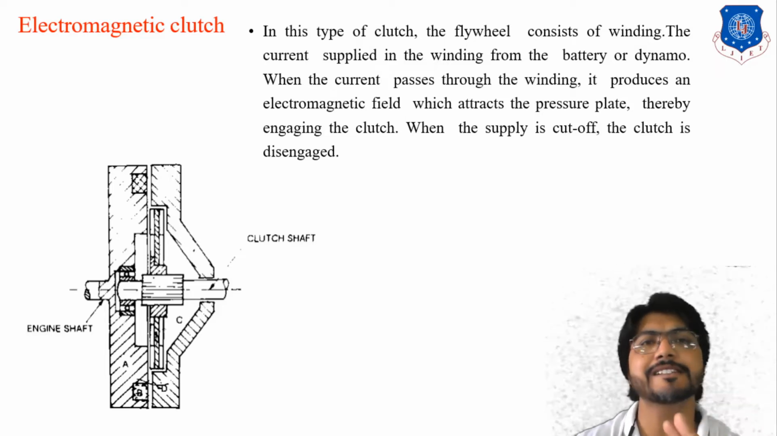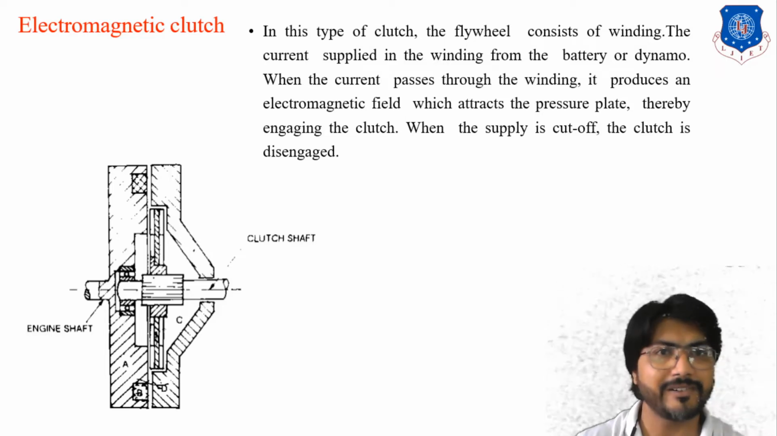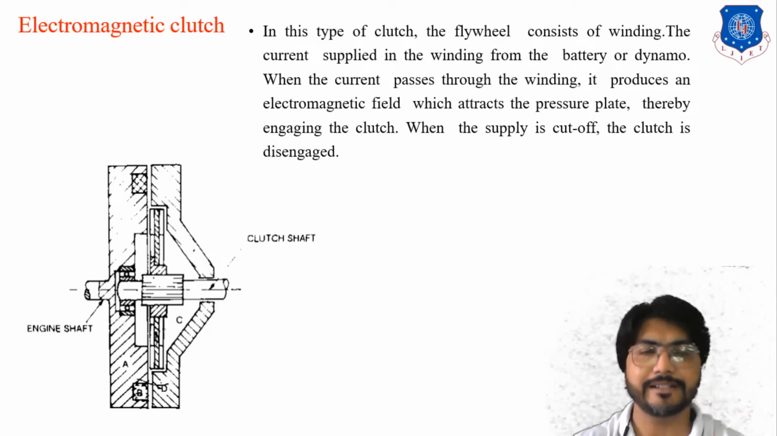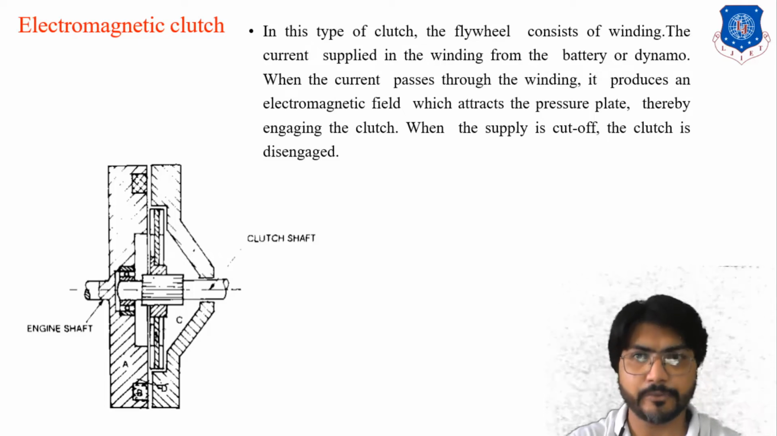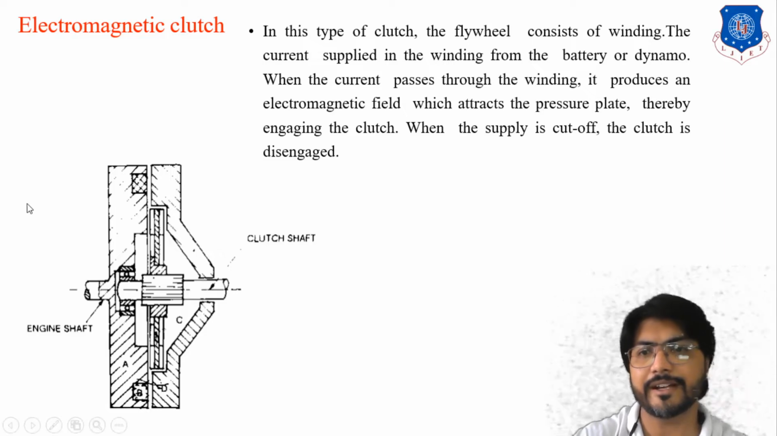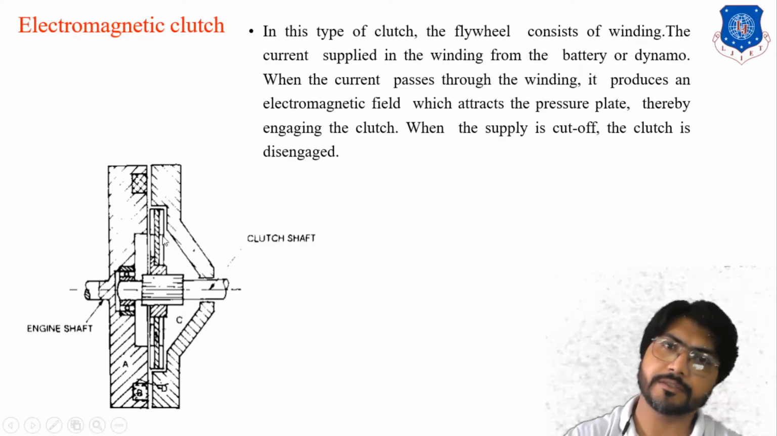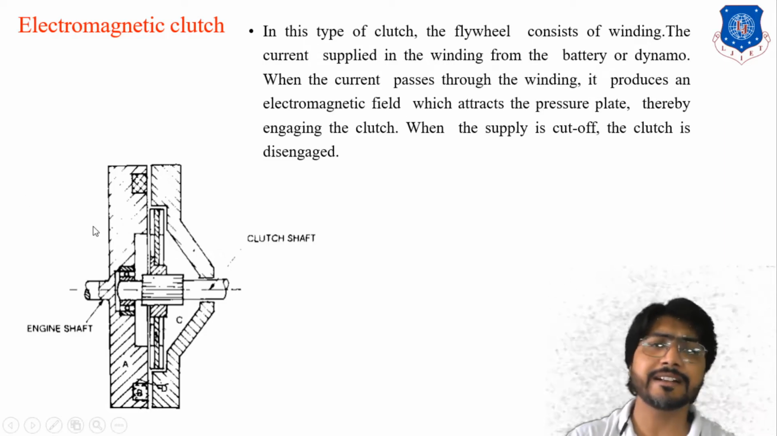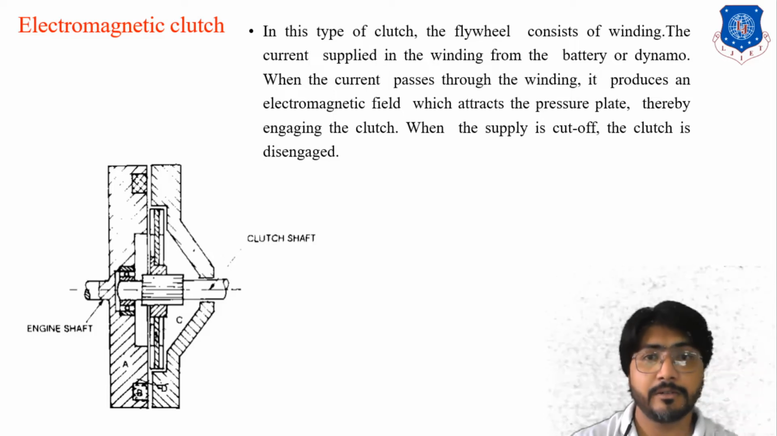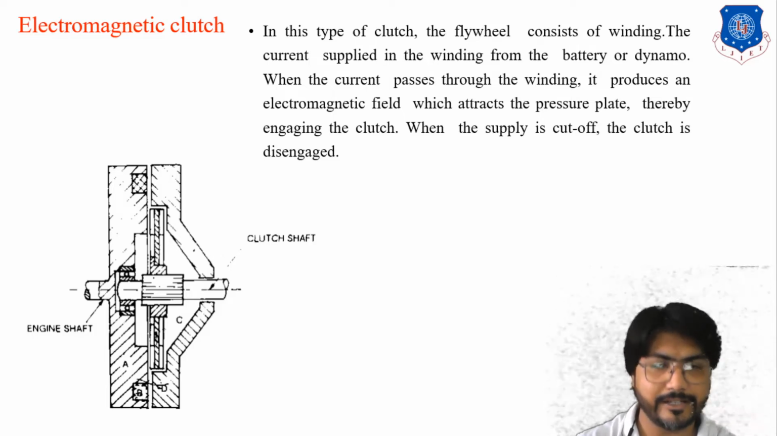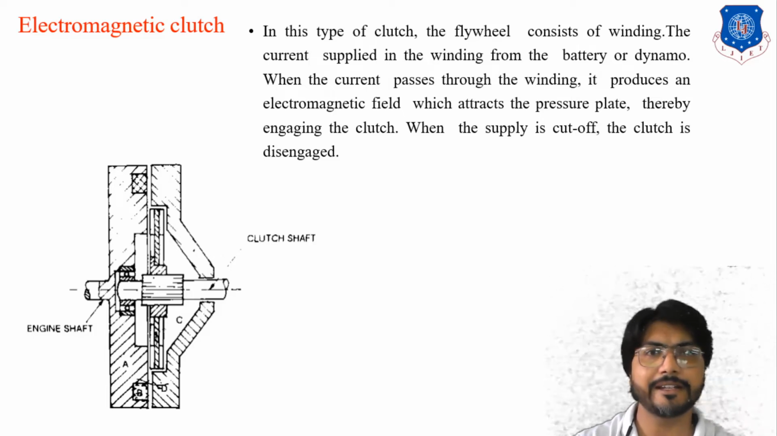When the supply is cut off, when the battery power or dynamo is cut off, the clutch is disengaged. That is the electromagnetic clutch. How does it work? The coil winding is here on this flywheel, and the clutch plate is attracted because of the induced electromagnetic field. So this is the electromagnetic clutch.